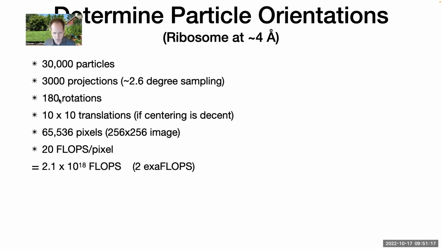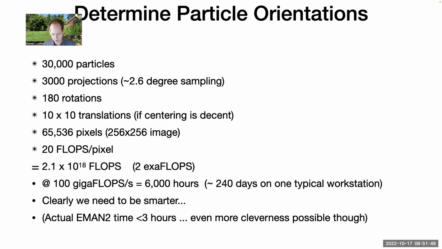So let's say we're going to look at 180 possible rotations in the plane, and we'll assume when we pick the particles, we've got them kind of well centered already. So when we're picking our particles, we're only going to look in a box 10 plus or minus 5 pixels from the center. So if we work all this out, it's going to take a total of 2.1 times 10 to the 18th floating point operations to do this exhaustive search to solve this problem. If you work out how much that would take, about 240 days to do the necessary math on one typical workstation. And this is a pretty small project.